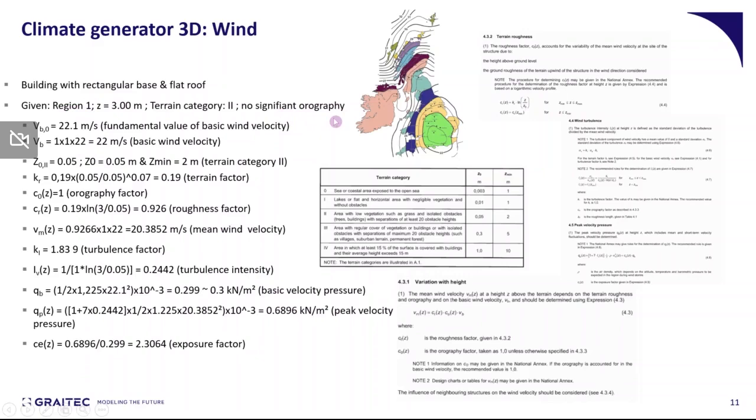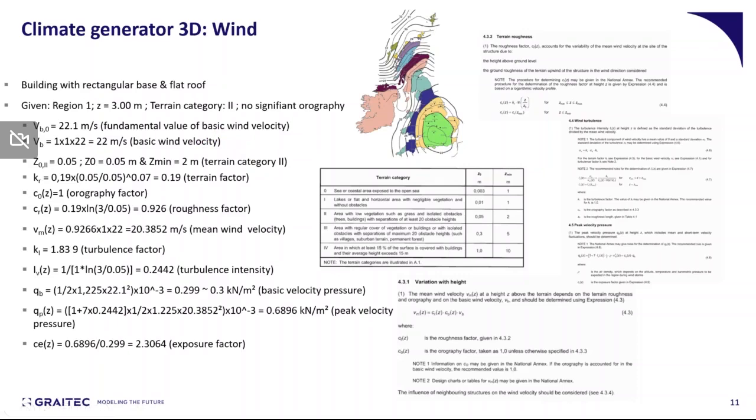So there is region A in the interactive map for wind in the UK, which is this green area. The height of the building is 3 meters, the terrain category is 2, and there is no significant orography. By selecting the region, the fundamental value of basic wind velocity is selected. This comes directly from this map according to the Eurocode and the British Annex, and the basic wind velocity is also calculated according to the Eurocode.